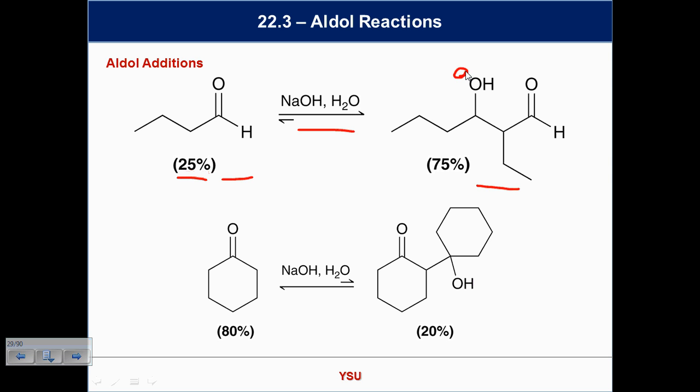If I had a negative charge there, and I come back down and break this off, again, carbon's behaving as a leaving group. But in this case, it's breaking off because it can be delocalized.